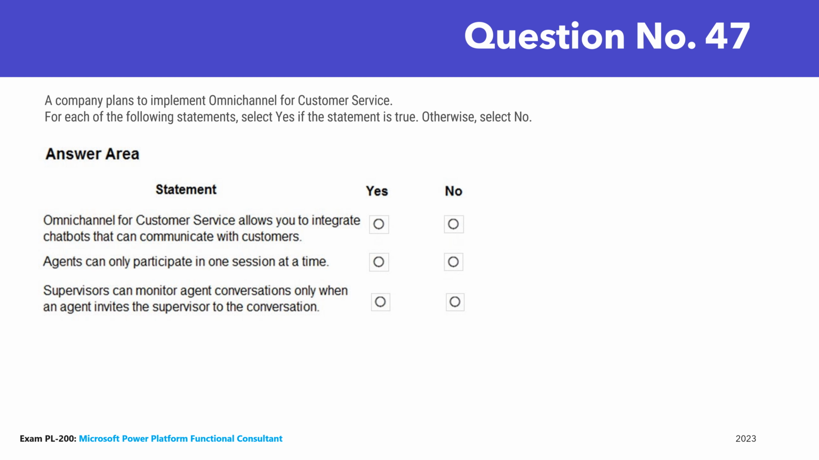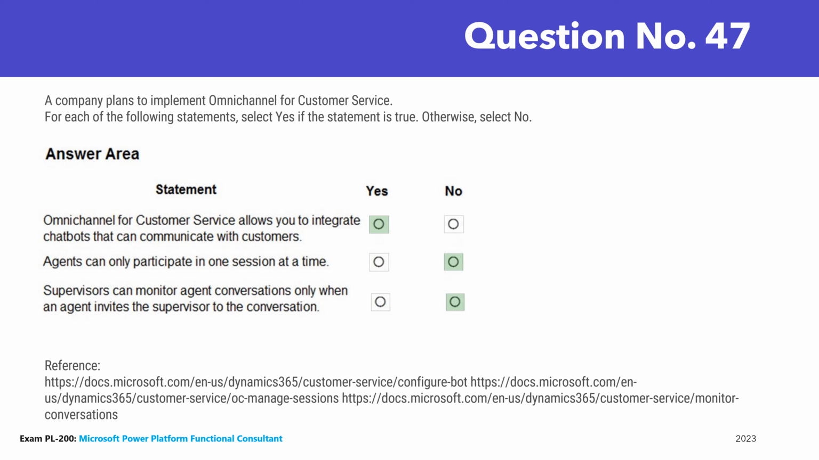A company plans to implement omnichannel for customer service. For each of the following statements, select yes if the statement is true. Otherwise, select no. Omnichannel for customer service allows you to integrate chatbots that can communicate with customers. Statement: yes. Agents can only participate in one session at a time. Statement: no. Supervisors can monitor agent conversations only when an agent invites the supervisor to the conversation. Statement: no.